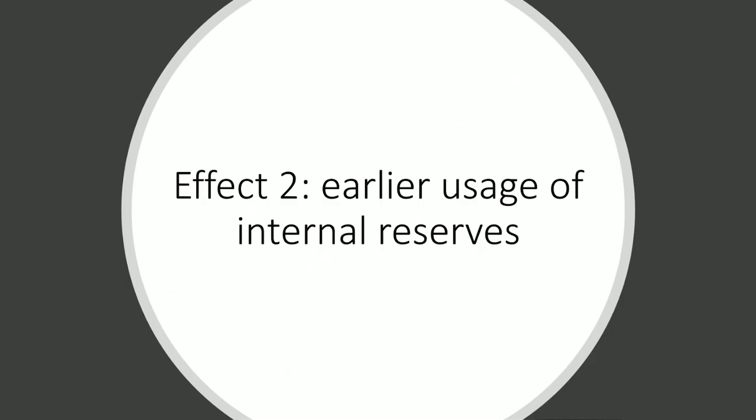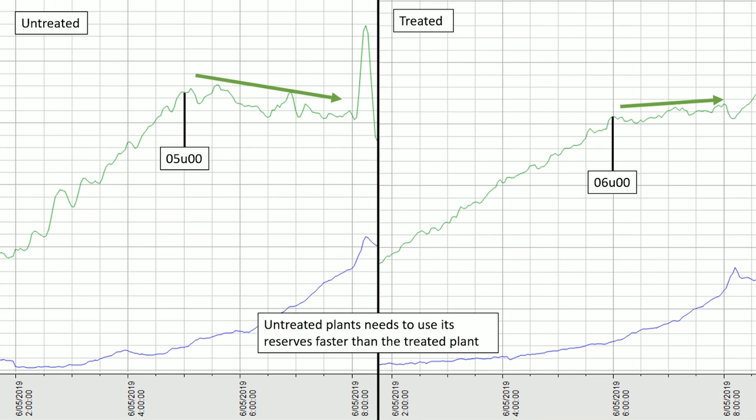The second effect, which was really remarkable, actually, I did not expect this as well. If you look at the untreated versus the treated plants, you'll see that there's a moment in the morning, like Maxime said, that the diameter will start to shrink. This is coherent with the activity during the day. And what we will see is that the treated plants always, or in 90% of the days, take up their reserves much later than the untreated plants.